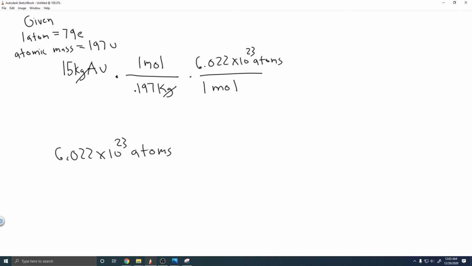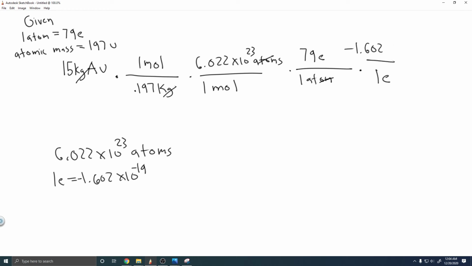Now that we've got that, what we're going to do is convert from atoms into electrons. How many electrons are there per atom? They actually do tell us in this problem: gold has 79 electrons per atom. So for every one atom, there's 79 electrons. Now we have it in electrons, and remember, we're trying to get into coulombs. So we can convert from electrons to coulombs. We know that one electron is equal to 1.602 times 10 to the minus 19. Keep in mind, this is going to be negative because it's a negative charge. So 1 e is equal to minus 1.602 times 10 to the minus 19. I forgot to write the C here, but it's coulombs.